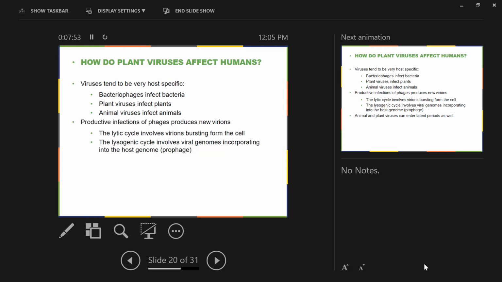But I just wanted to reference, we haven't actually talked about these points before, and this was an okay question to actually deal with it. Yeah, animal and plant viruses can have this lysogenic phase as well.